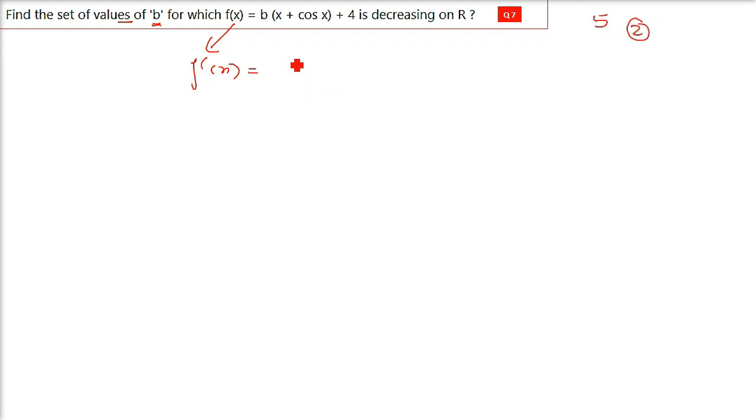So f dash x, let us see, what is f dash x? B, x gives 1, cos x gives minus sin x, then plus 4 gives 0 of course. So this B into 1 minus sin x should be less than 0. Now you have understood: f dash x less than 0 for decreasing, f dash x greater than 0 for increasing. So this cos x, sin x, all ranges and domain should be clear to you, as I explained already multiple times. So B into 1 minus sin x should be less than 0 in order for us to say that f dash x is less than 0.